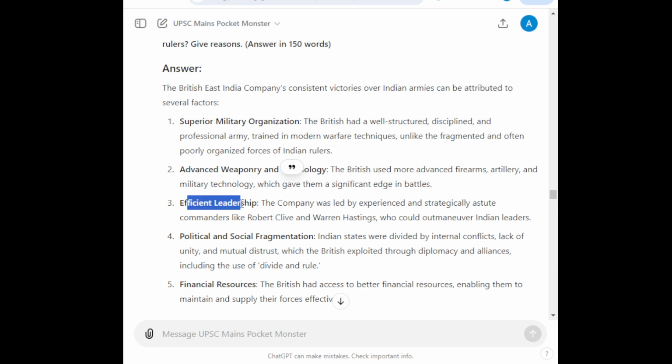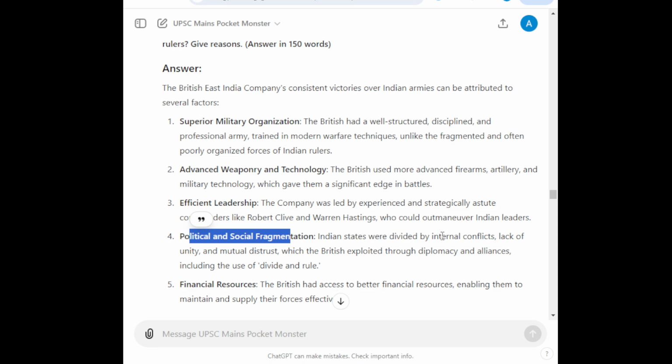Efficient leadership, I have written this too. I haven't missed this also. I have missed just this point. So, efficient leadership: the company was led by experienced and strategically astute commanders like Robert Clive and Baron Hastings, who could outmaneuver Indian leaders. I didn't mention these names, but now I would. Once you see that these names are mentioned, you get the confidence to mention them. Political and social fragmentation, right?